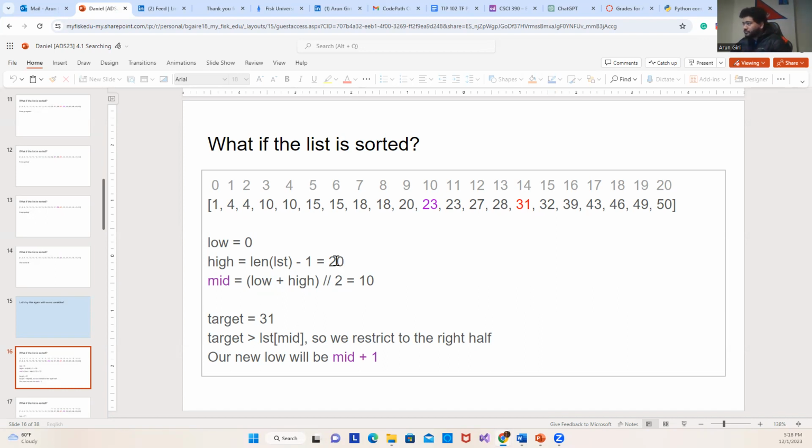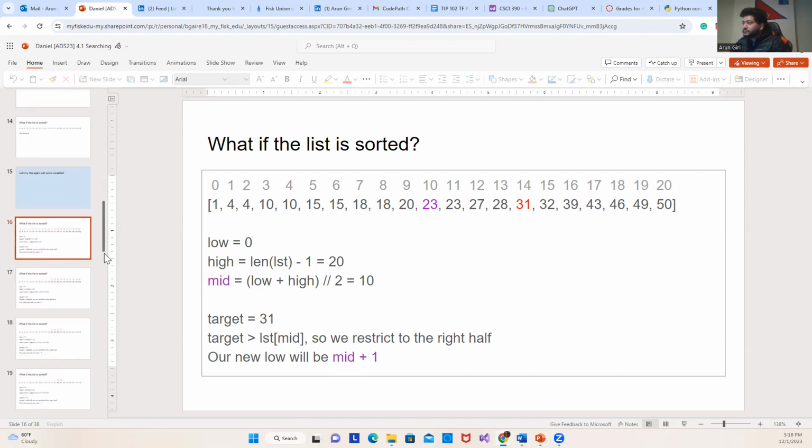And let's say there could be three cases, right? The first case is, let's say our target is 31, and our target element might be greater than our middle element, right? In that case, we just make our low as mid plus 1 because we want to throw away all the elements on the left side, right? So by making low equal to mid plus 1, we throw away all those elements. So this is one case.